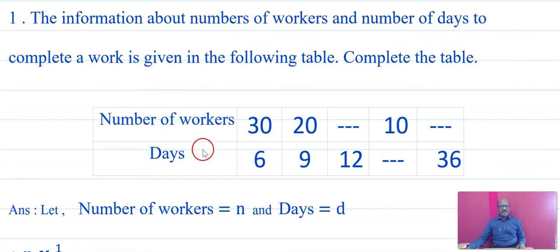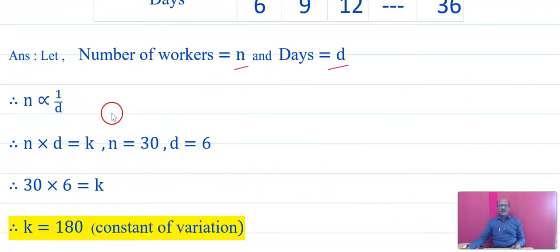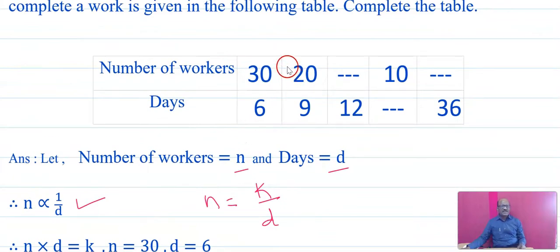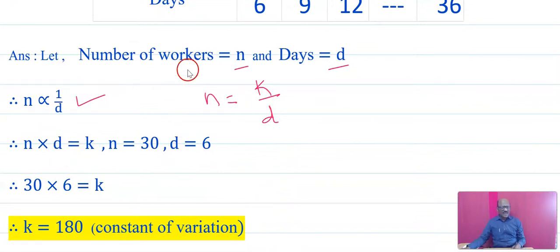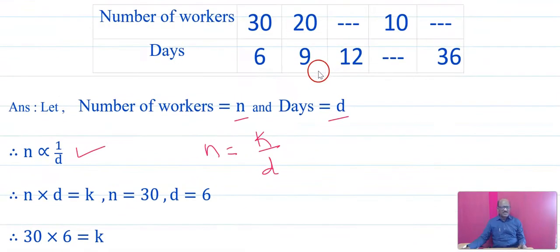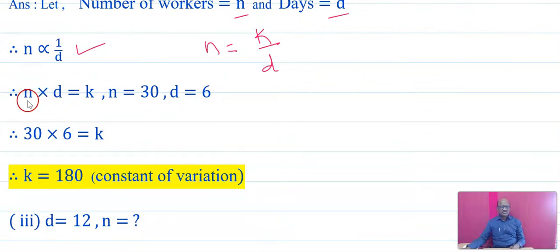Now let the number of workers be n and the number of days be d. Here n is inversely proportional to d. Again, n is equal to k upon d. Therefore n into d is equal to k. We are given that the number of workers n is equal to 30 and the days are 6. Therefore substitute n is equal to 30 and d is equal to 6. Therefore k is equal to 180.